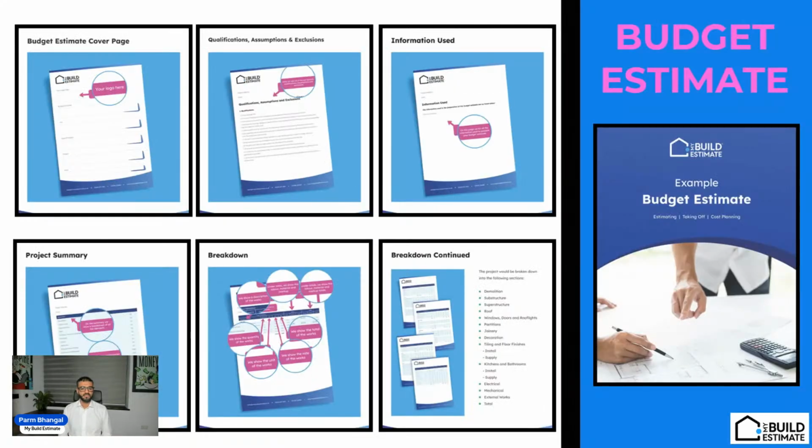Next is our budget estimate. This is again when someone's in the planning stage and you just want to get some budgetary information. We provide some additional information. So you get a breakdown of the cost, split demo, sub, superstructure, all the way through to finishes. You'll get the items measured and broken down. It's not as robust as our full estimate. It's there to provide more information than an outline cost, but not as much as a full.